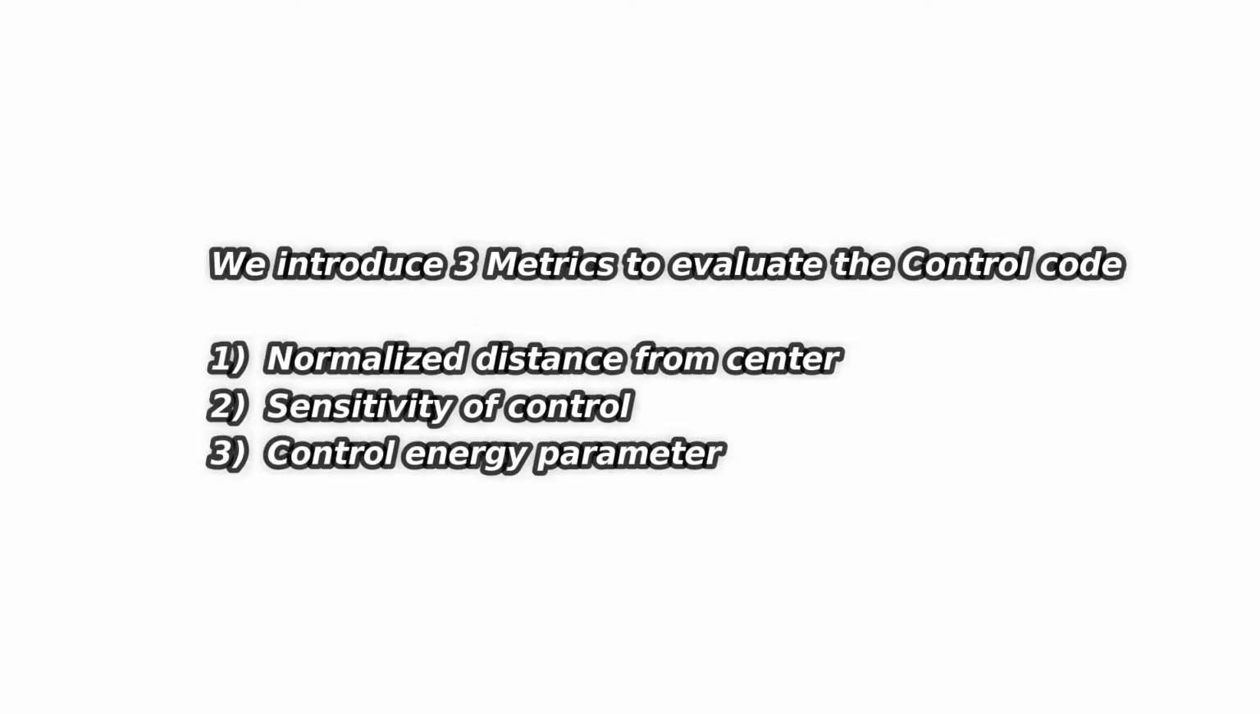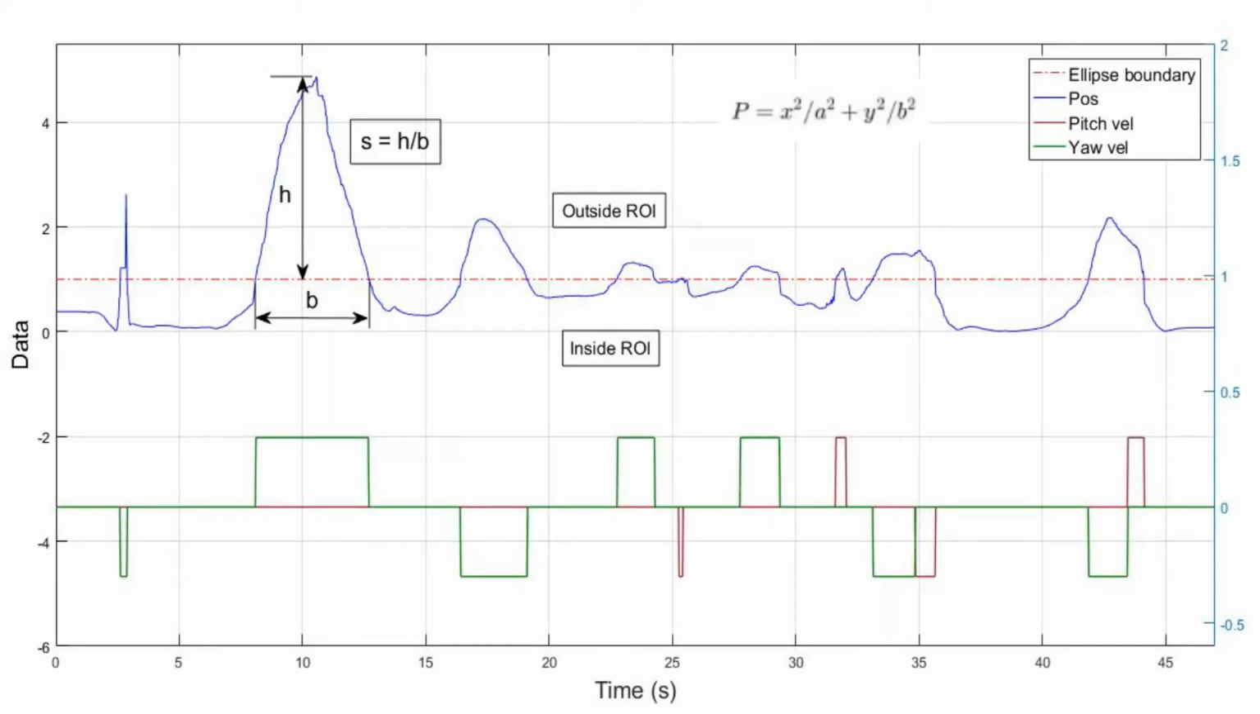We introduce 3 metrics to evaluate the control code. The first metric is the normalized distance parameter of Emily with respect to the ellipse center. A value greater than 1 means Emily is outside the region of interest, and less than 1 infers it is inside. This plot shows the time instances Emily goes outside the region of interest and the control code swiftly moving the camera's pan and tilt to bring Emily inside the field of view.